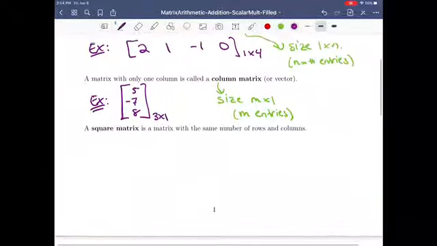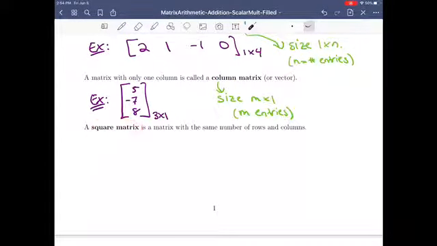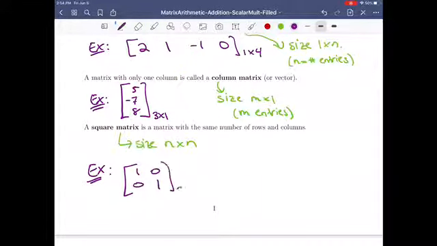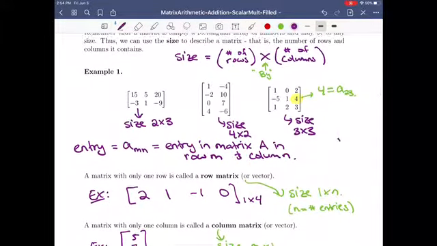Another special type of matrix is called a square matrix. If it's square, it has the same number of rows and columns. So square means that the size is n by n. The number of rows and the number of columns is equal. For example, maybe you have this matrix here, which is a 2 by 2 matrix. This is actually a special matrix that we'll talk about later. The matrix up here in the last example was 3 by 3, so we would call that a square matrix too.